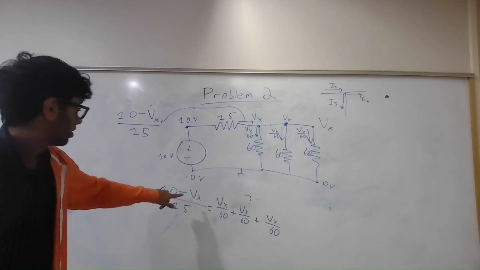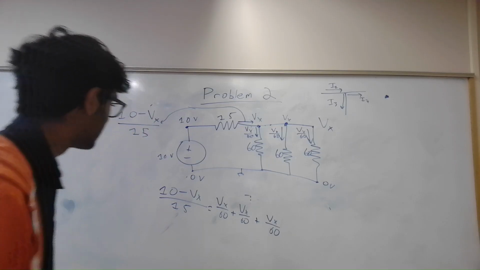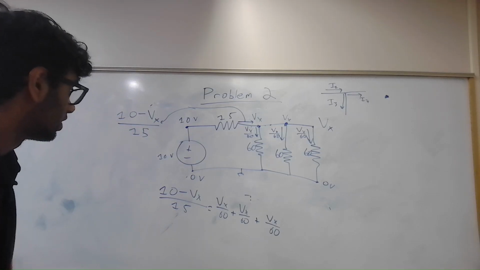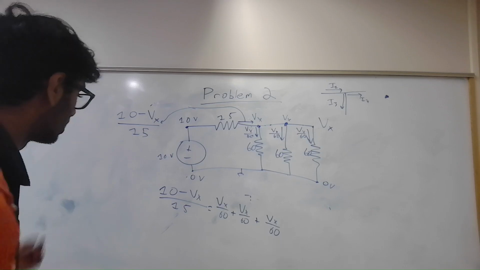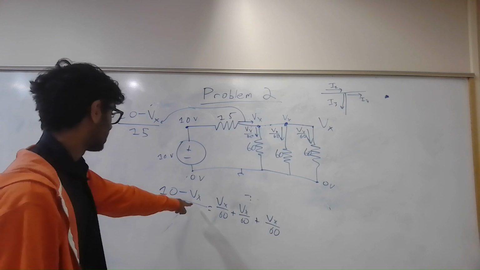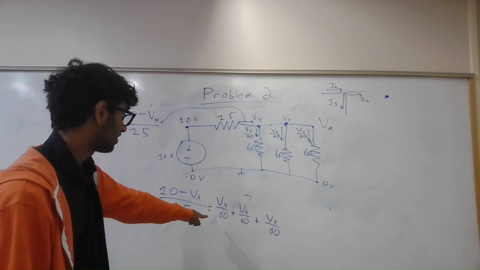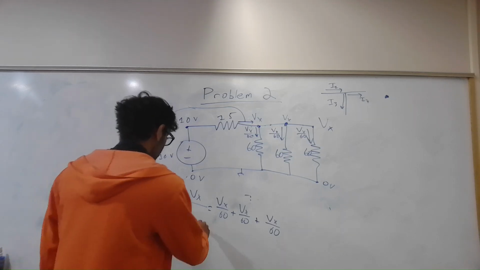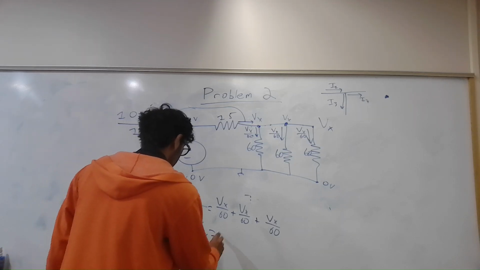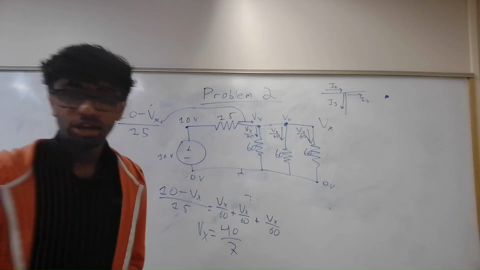Now look, we have a bunch of numbers and one variable. Now it's just algebra, and we can solve for Vx. So I'm just going to write down the answer. You can do this if you want. We get 40 minus 4Vx equals 3Vx. So 7Vx equals 40. So Vx equals 40 over 7. This is just algebra.